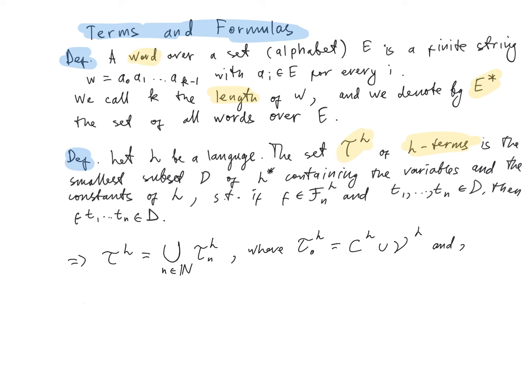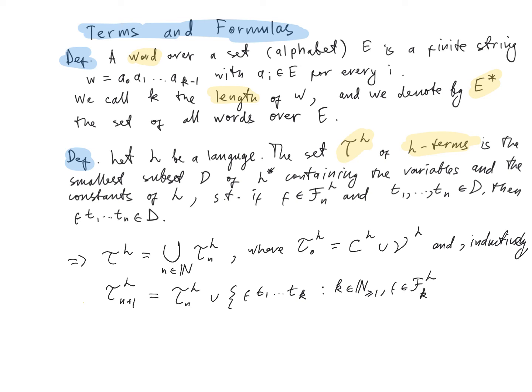And then inductively, we have T n plus 1 L equal to T n L. So all the terms that were obtained on the previous step together with all terms of the form F T1 through Tk, where k is a natural number greater or equal than 1, F is a function symbol from L of arity k, and T1 through TK are all terms from the previous level of the construction, so they all belong to TnL.